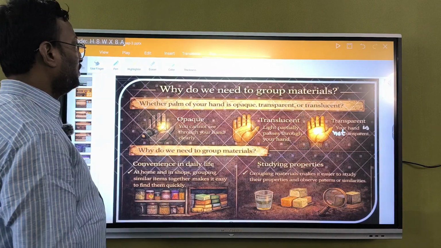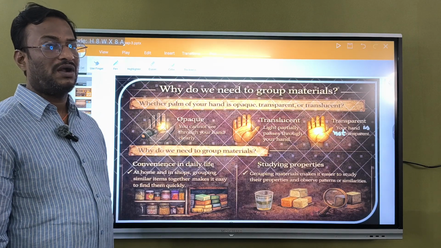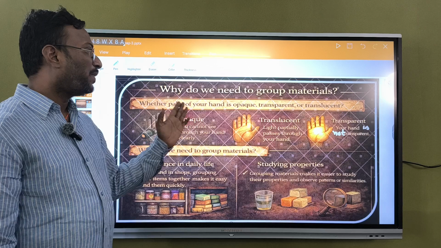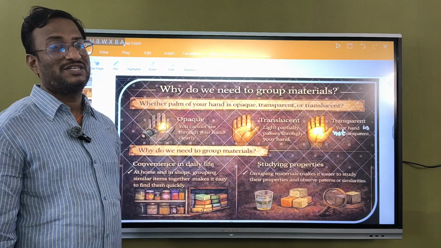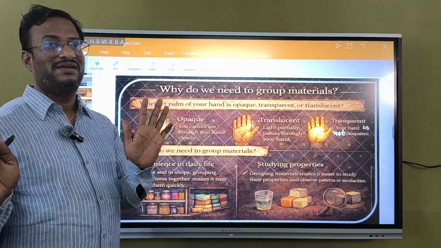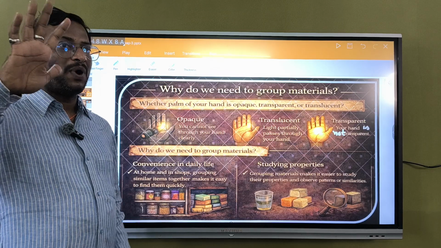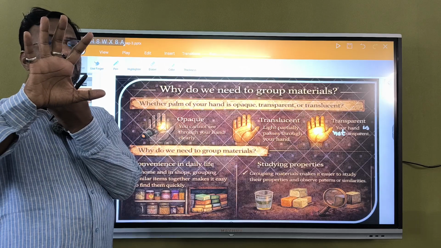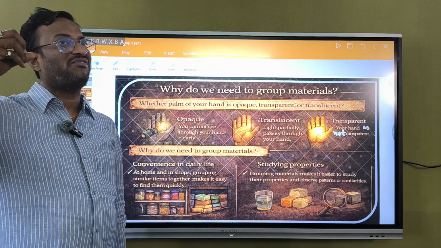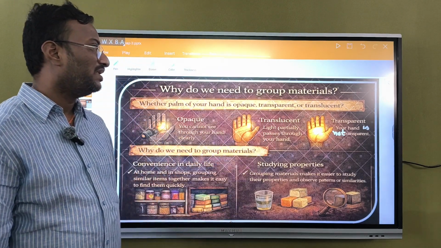See now, why do we need to group materials? Sorry, not elements, materials. One more question here: is the palm of your hand opaque, transparent or translucent? Our palm is not opaque and not transparent. It comes under translucent. If we keep it near a brightly glowing bulb, our palm seems reddish, and on the opposite side we can see a reddish color through it. That indicates it is allowing a little bit of light to pass through, so it comes under translucent. Light partially passes through your hand.